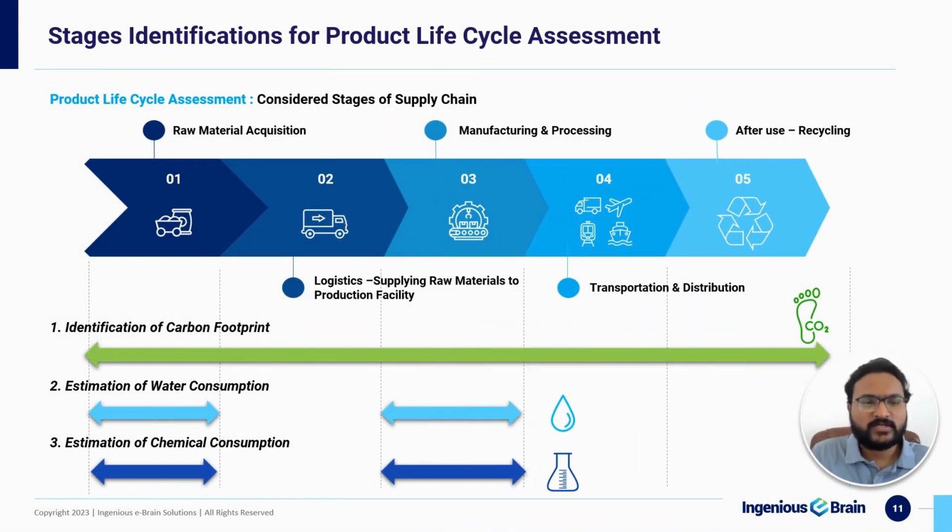Generally, when we talk about the carbon footprint and the carbon equivalent, we cover all the stages, but the water consumption and the chemical consumption are majorly restricted to the raw material acquisition stage as well as the manufacturing and processing stage. These are the stages which are process dense, and there we largely see the water consumption and the chemical consumption.